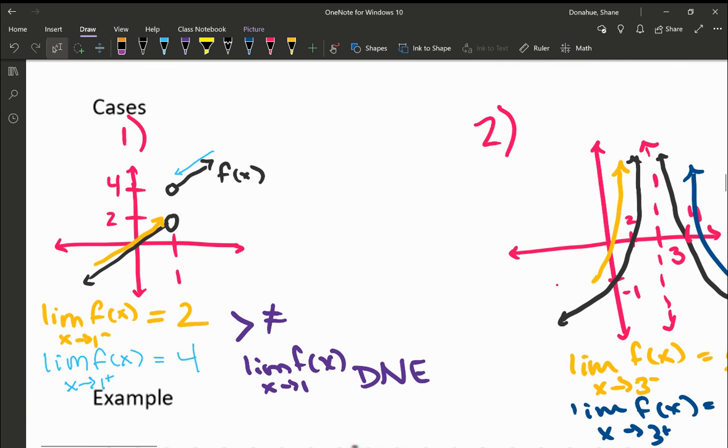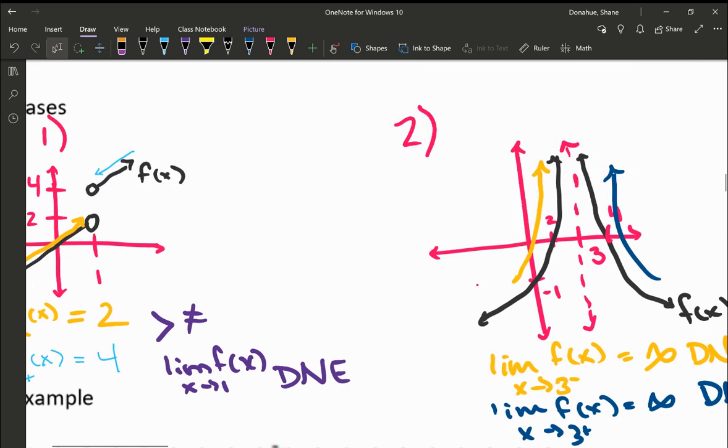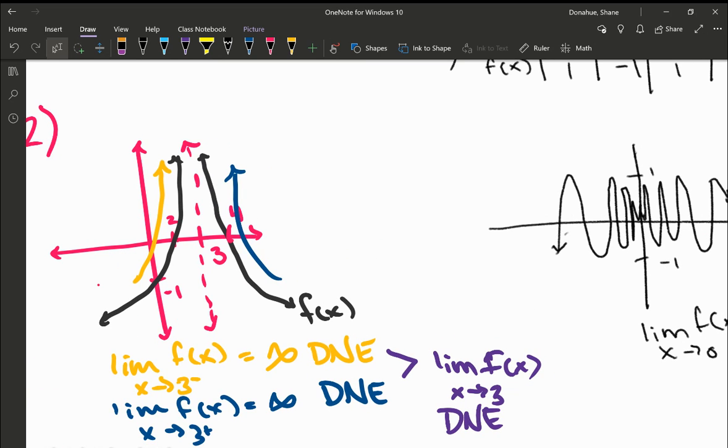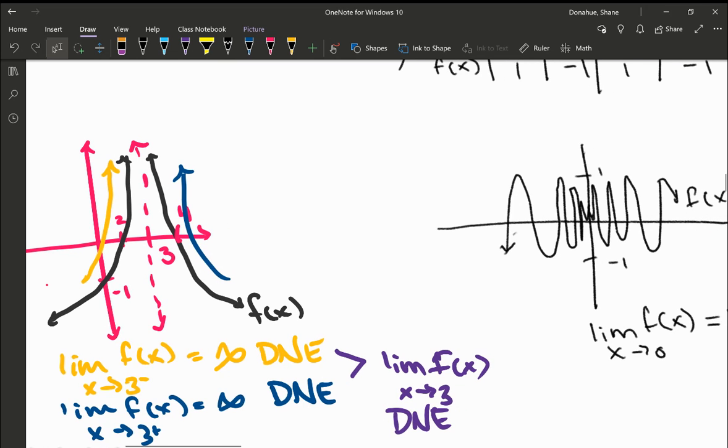So for the first case, I've got a function here that from the left approaches 2, and from the right approaches 4, so the limit overall does not exist. My second case, I'm looking at a vertical asymptote. So from the left, I approach positive infinity. From the right, I approach positive infinity. Both of those are infinite, so they don't exist. Therefore, my limit overall doesn't exist.